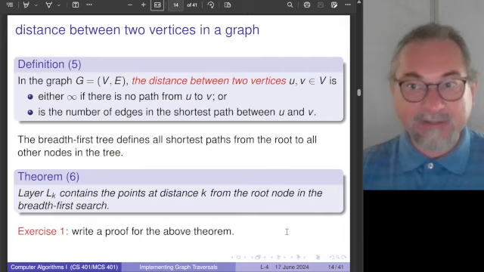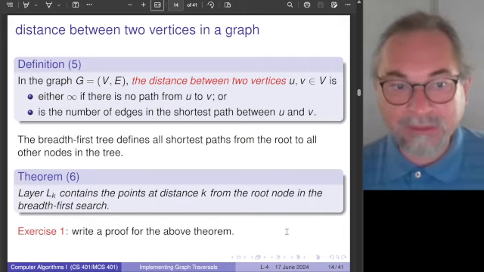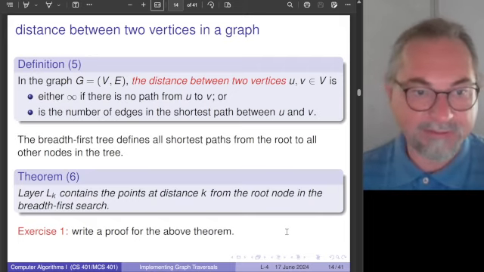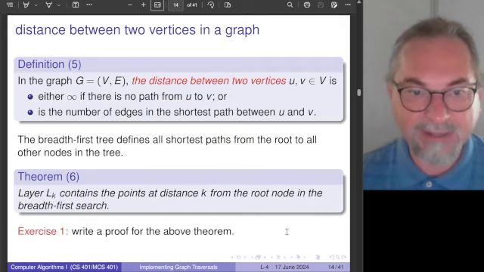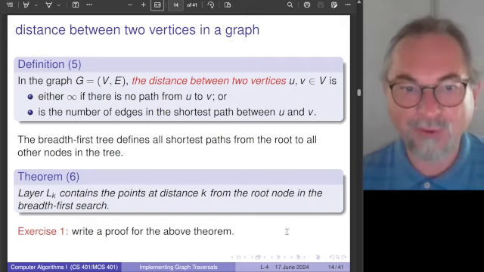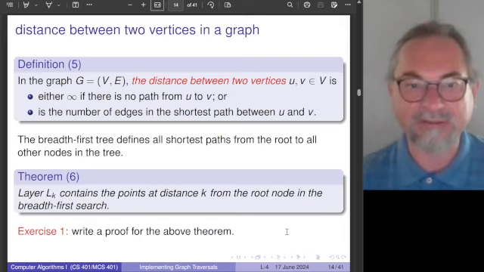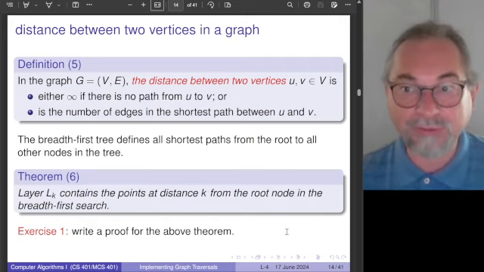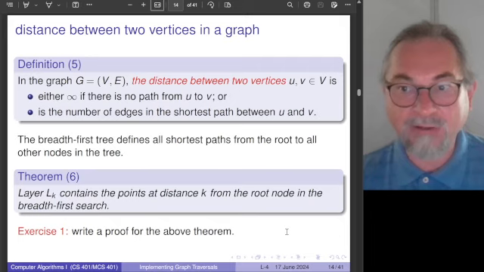And now you state what you need to prove. So now we need to prove that the statement of the theorem holds: in the kth layer, we do have all the vertices at distance k from the root node. Well, how do we do this? How do we see this?